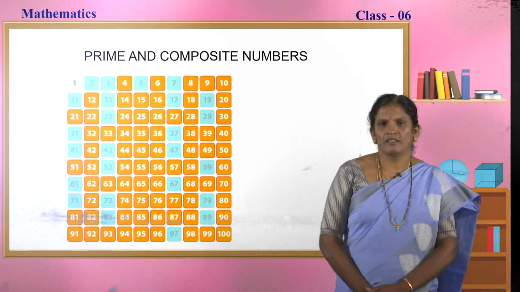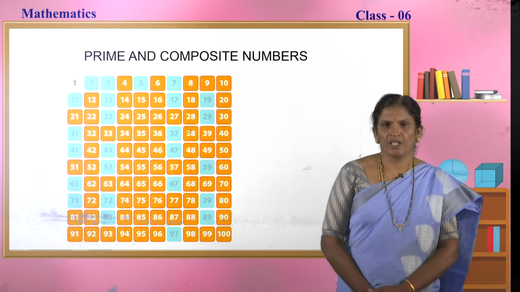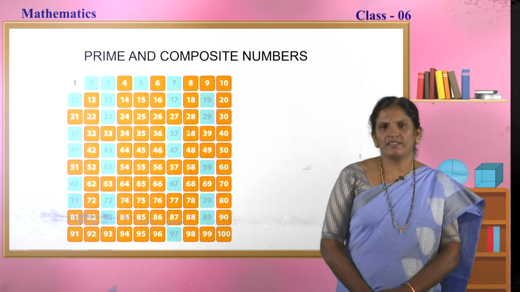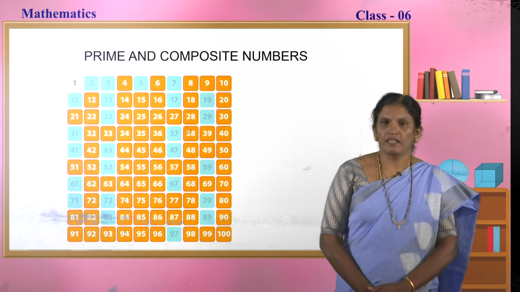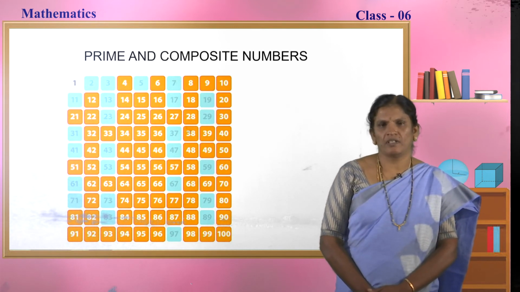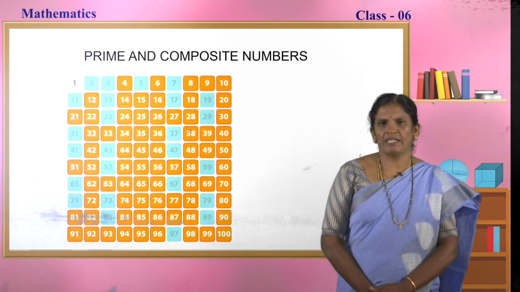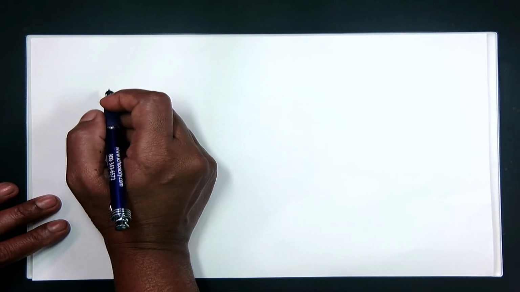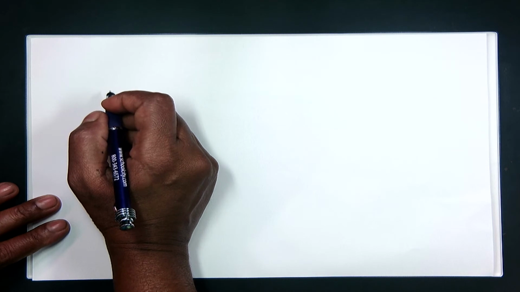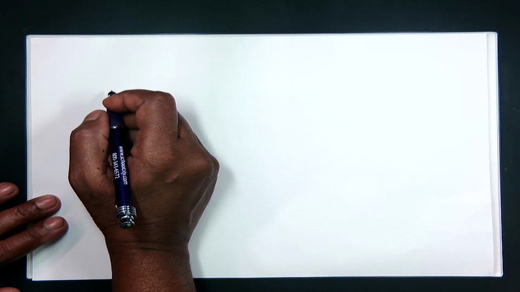See children, this is the table showing numbers from 1 to 100. In this, first you can see that 1 is neither prime nor composite because it has only one factor. So, it is neither prime nor composite. Now I am showing prime and composite numbers, children. From the table I am taking 3.